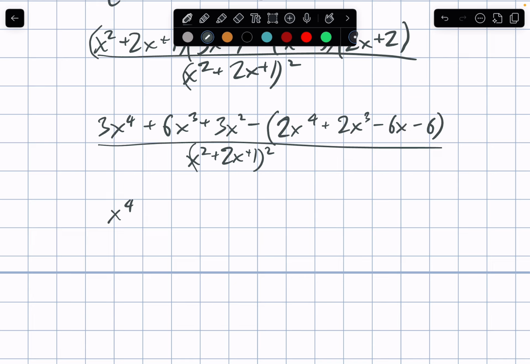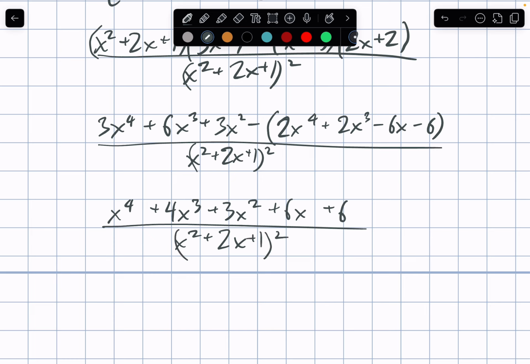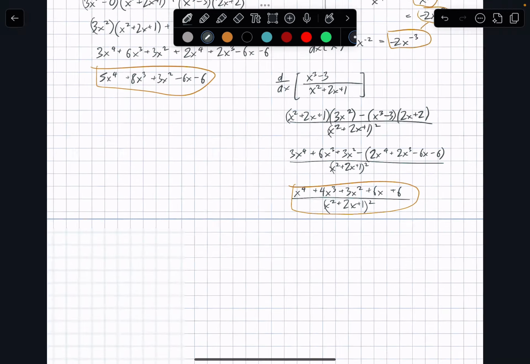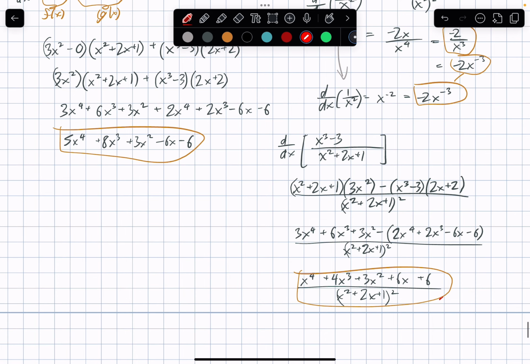X raised to 4 plus 4x cubed plus 3x squared plus 6x plus 6. At this point, I think generally it's already acceptable. We don't have to further simplify. At least that's what my prof says. This is already correct.